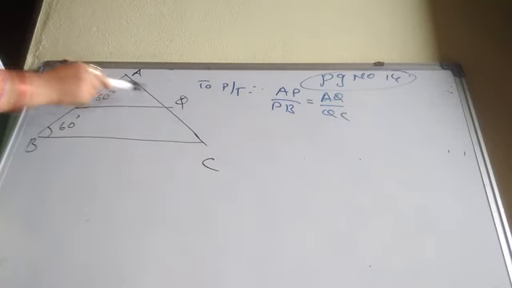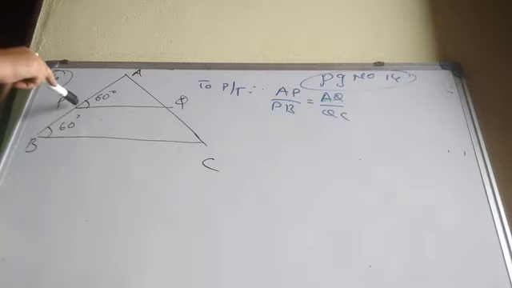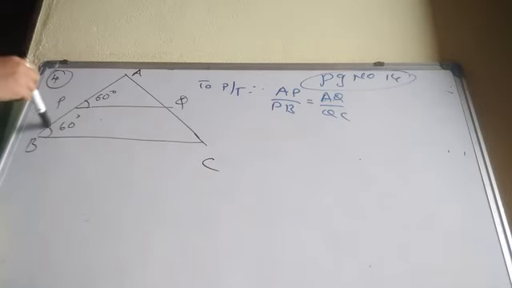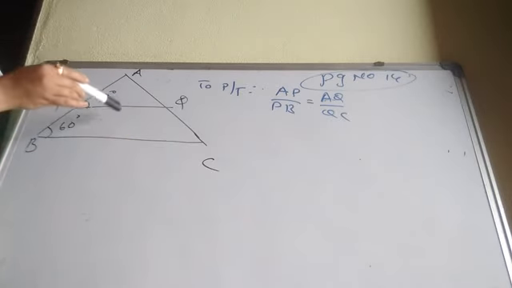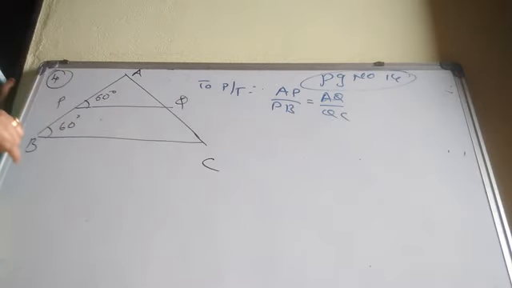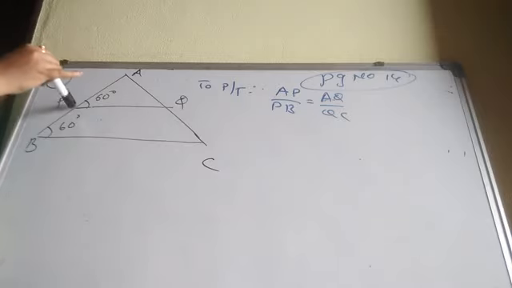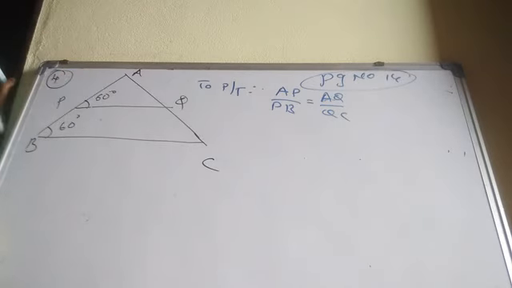Angle APQ equal to 60 degrees. Angle PBC equal to 60 degrees. These two angles are congruent. Here BA is the transversal and these are two lines. Which type of angles are these? Corresponding angles are congruent. From the corresponding angles theorem, PQ is parallel to side BC. If these two lines are parallel, from the basic proportionality theorem, AP upon PB equal to AQ upon QC.